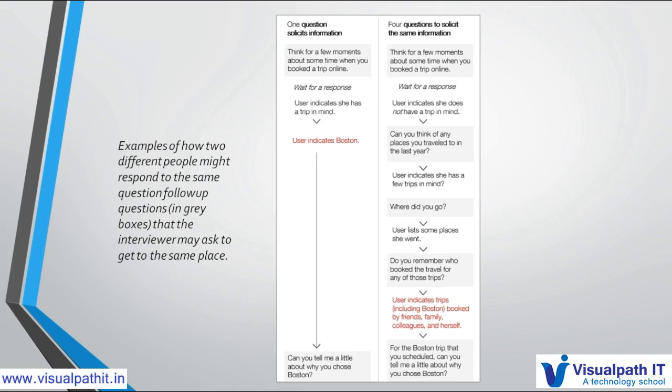The user lists some places she went. Do you remember who booked the travel for any of these trips? The user indicates the trips include Boston, booked by friends, family, colleagues, and herself. For the Boston trip that you scheduled, can you tell me a little about why you chose Boston? So here we got to know by asking multiple related questions on the same topic. To get the answer, we make questions prepared and ready in our mind.